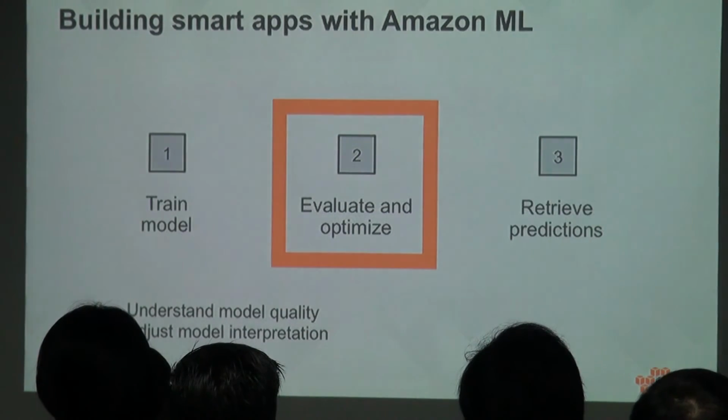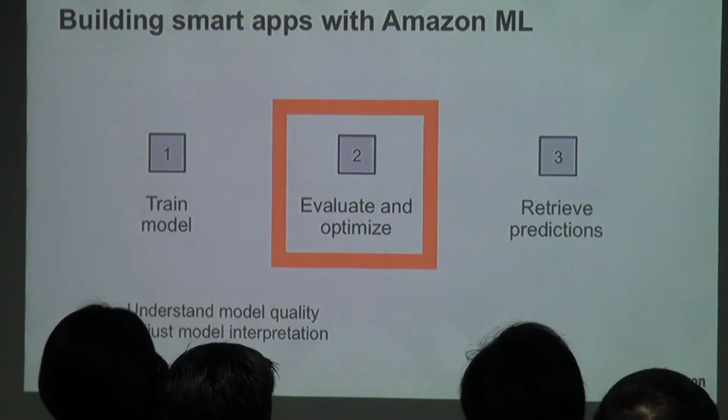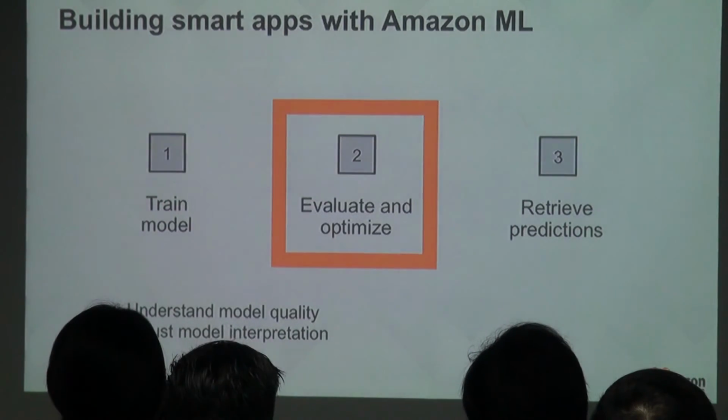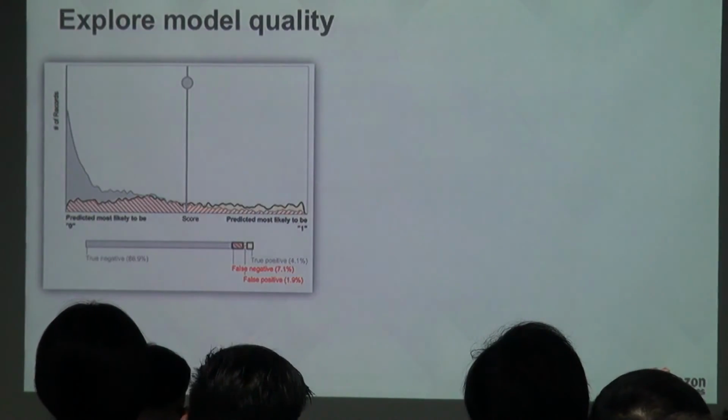Now, the next step is, after we train the model, so now Amazon Machine Learning churns and creates a model for you, we want to evaluate if that model is good before we actually throw predictions against it, and potentially optimize it if it's not good yet. So this is the second step: we explore the model quality.